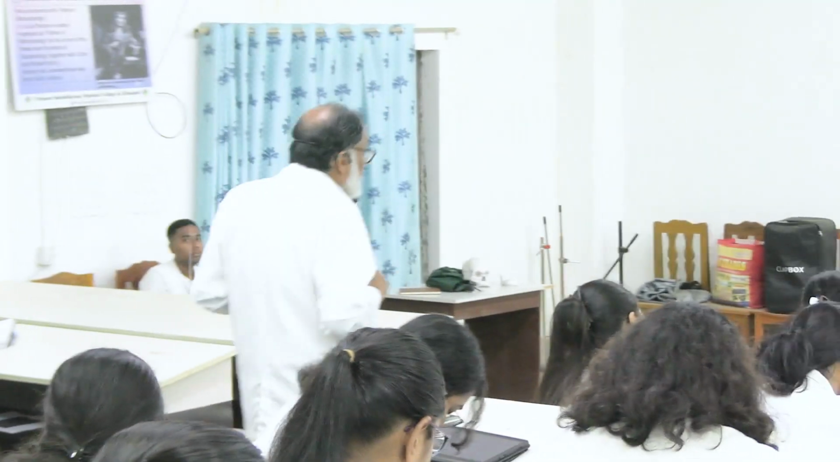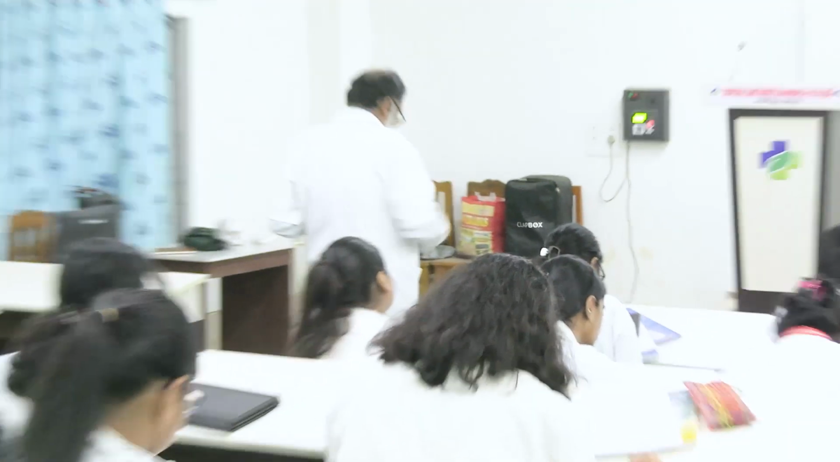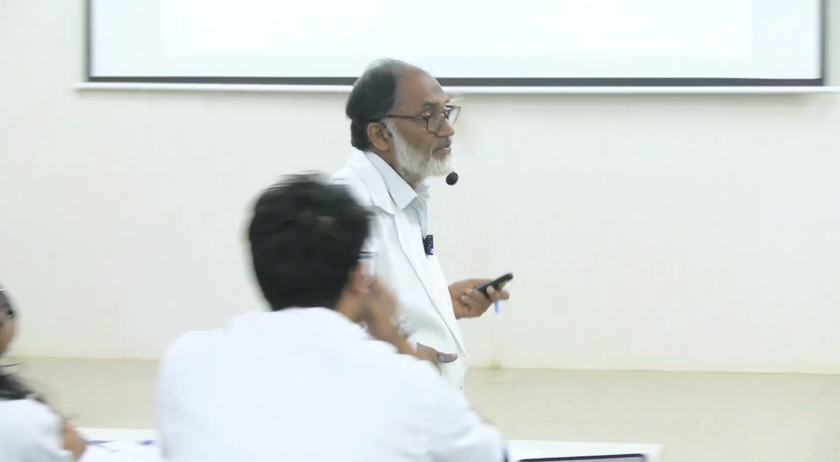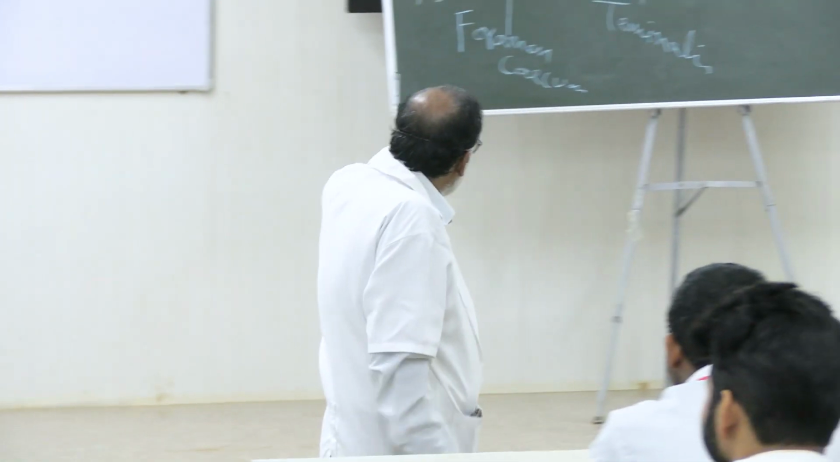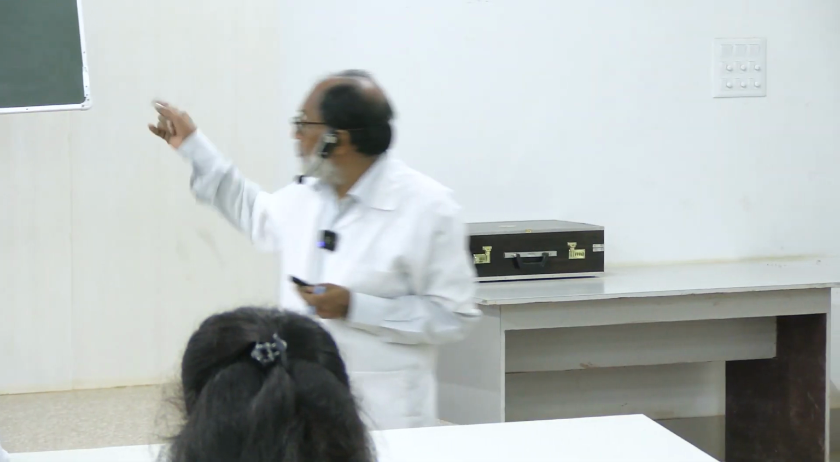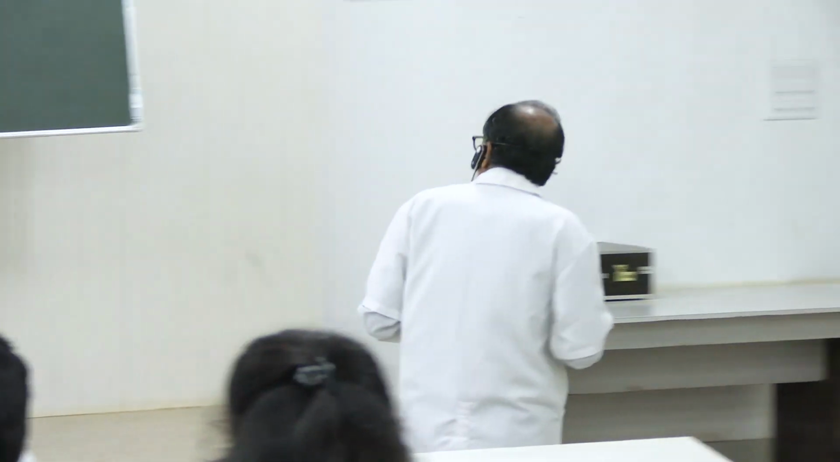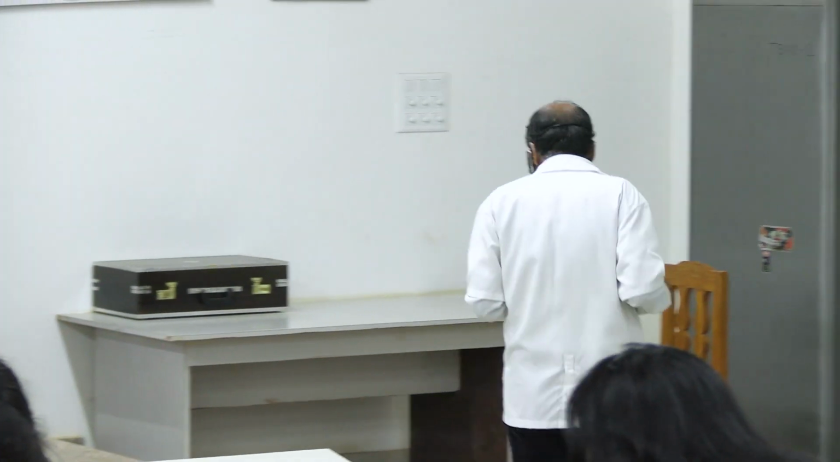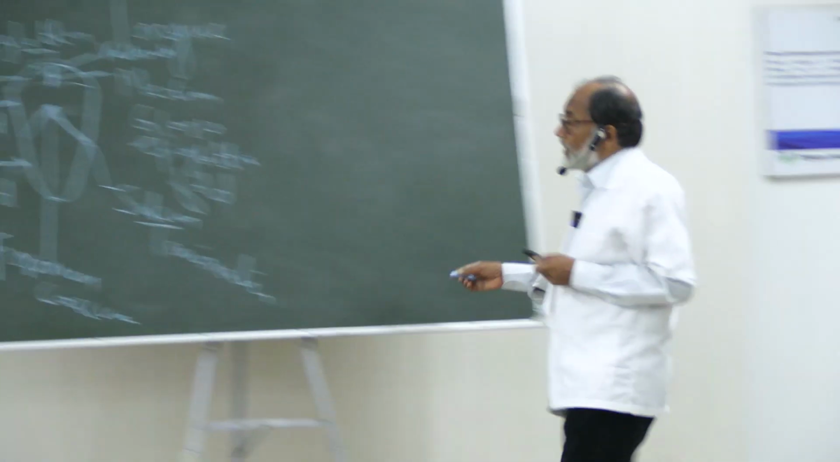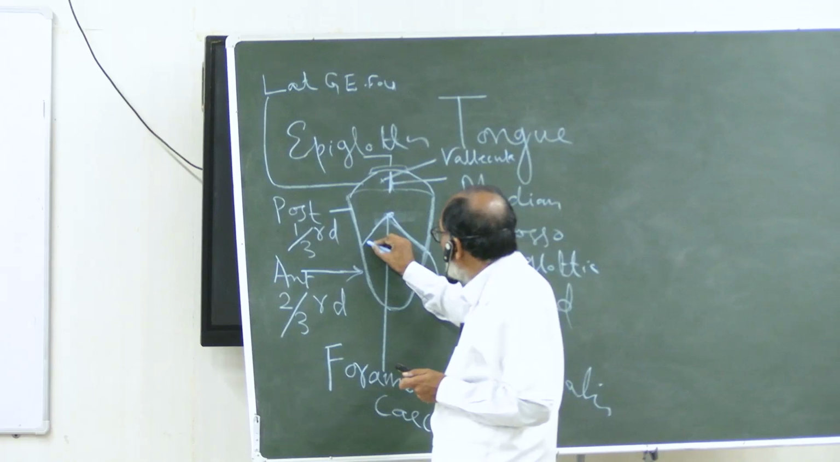Right? Now come to another important papilla, the circumvallate papillae, the lowest one. Where does it lie? It lies along the margin of the sulcus terminalis, anteriorly. Here lie the circumvallate papillae.